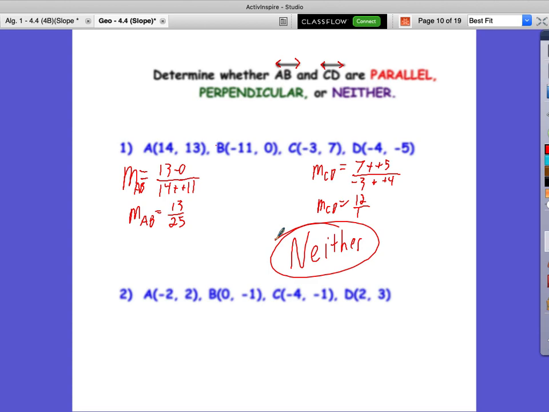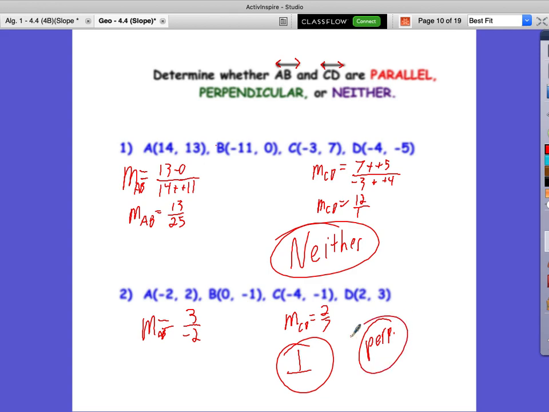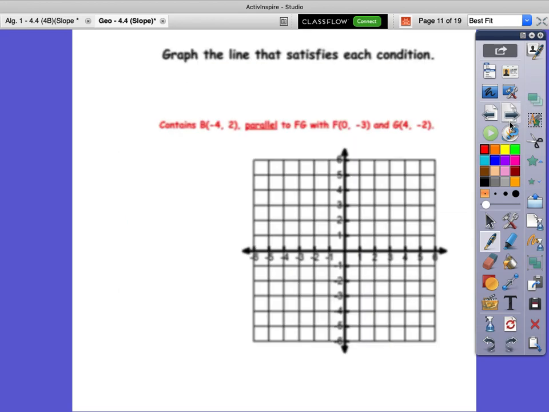Let's talk about this one up here. What's the slope of line AB for this one? What's it end up being? 3 over negative 2. Okay. A negative 3/2. We don't care where the negative is. What's the slope of this line end up being? 2 over 3. And what do we notice? They're opposite and reciprocal, so these are perpendicular. Questions? Okay, let's go to the next one.